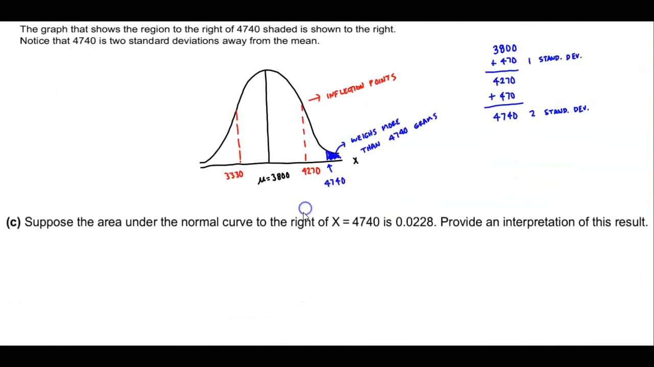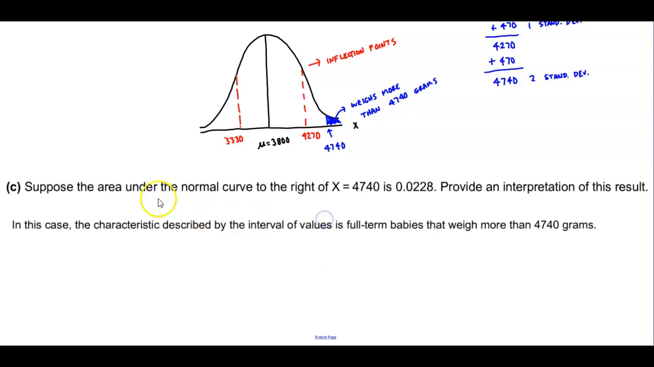Okay, now in part C, what it's saying is that suppose the area under the normal curve to the right of x equals 4,740 is 0.0228. So what they're saying here is that what's inside here is the probability, and that is 0.0228, or we can say that this represents 2.28%.